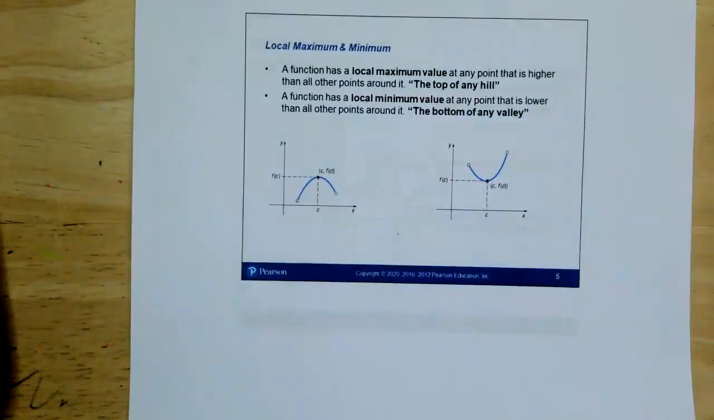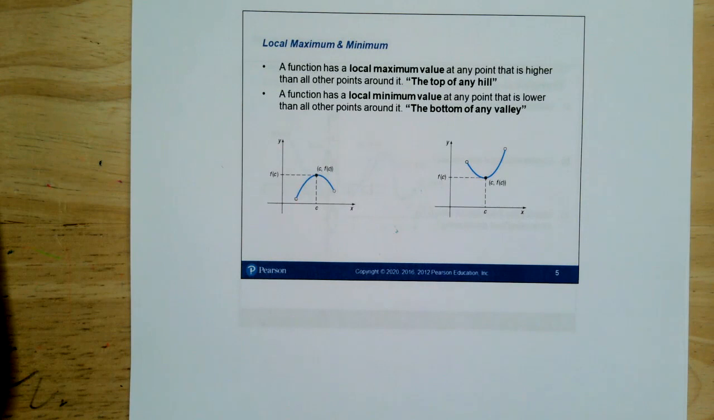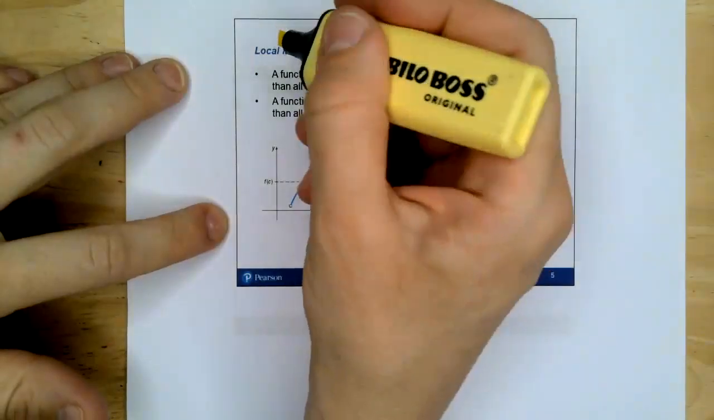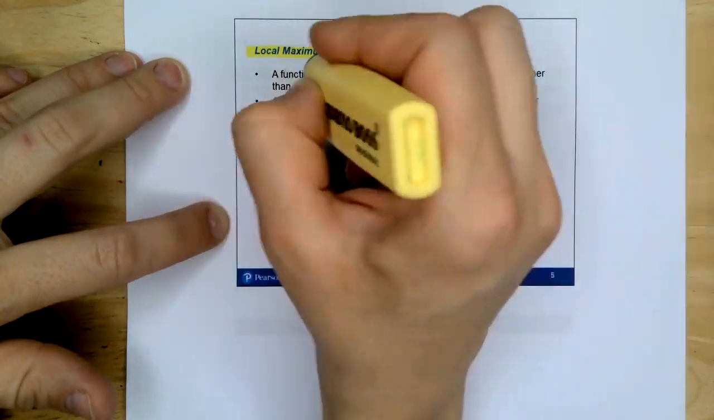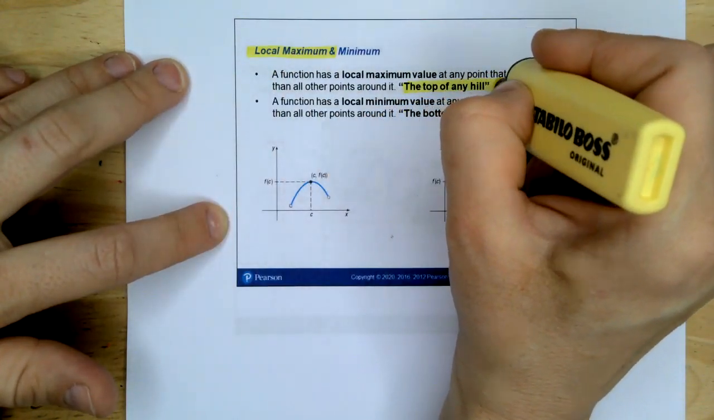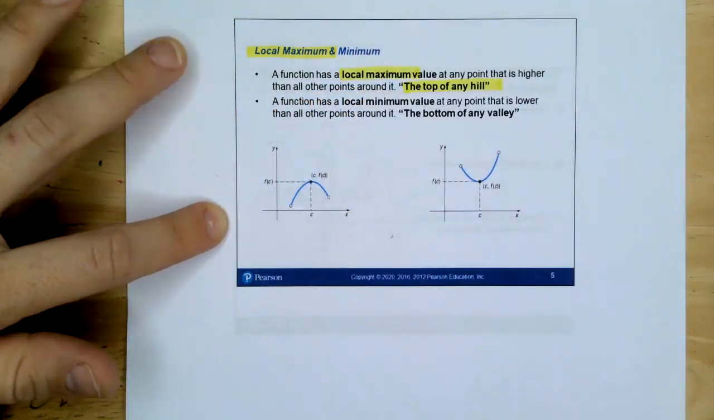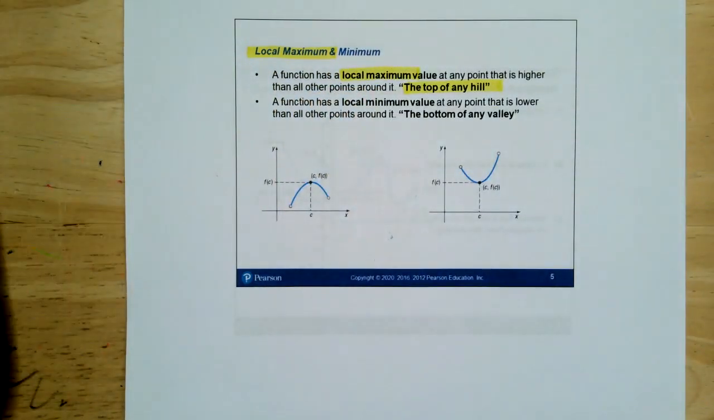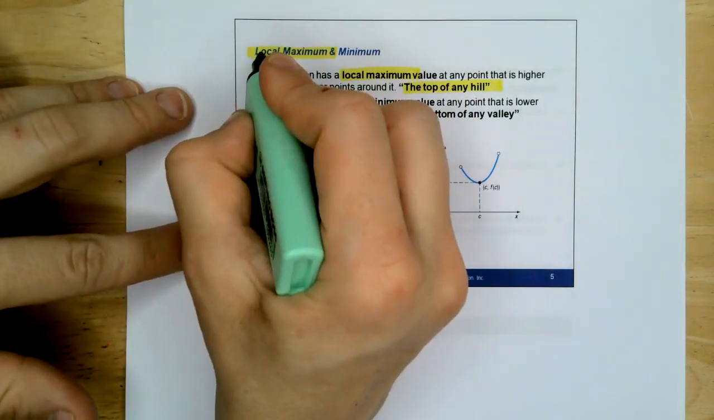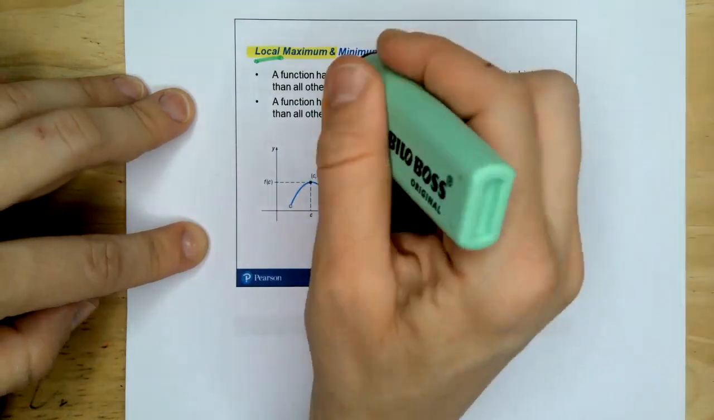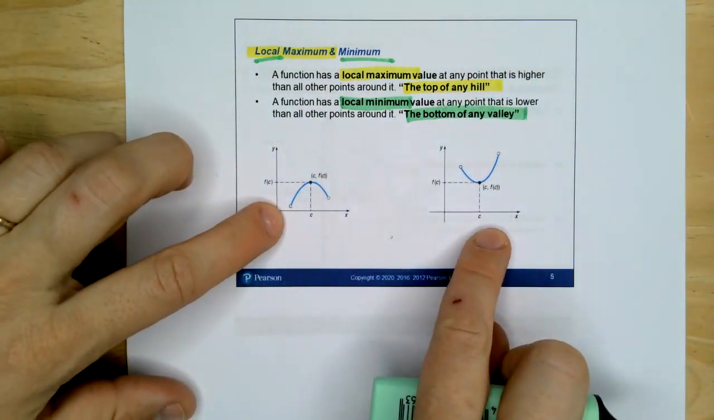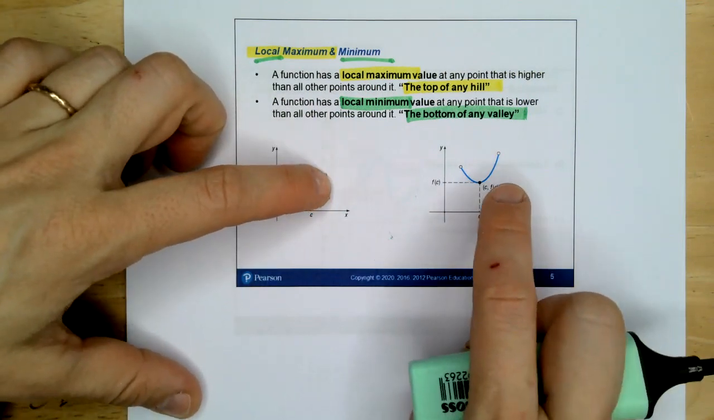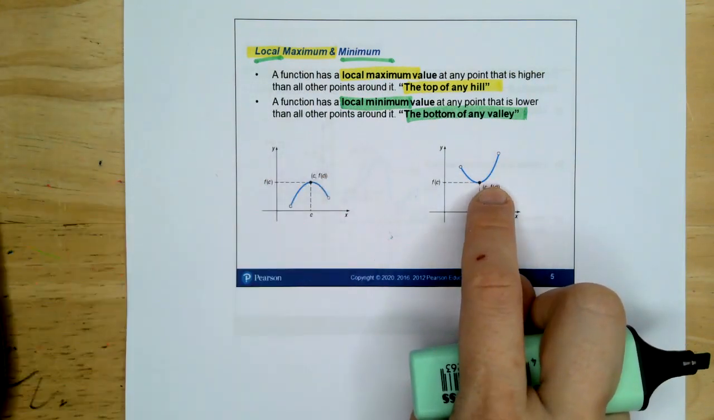Let's now talk about local maximum and minimum. So the local maximum is higher than all the other points, the top of any hill. Okay? A local minimum is the bottom of any valley. And so here are two pictures, okay? Here is a local maximum, here is a local minimum. Okay?